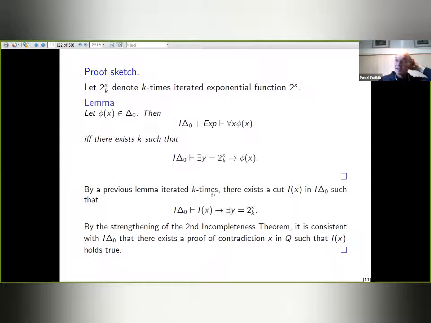By the previous lemma, for k times iterated exponential, we can find a cut I in I delta 0 such that if I(x) holds true, then there is a k times iterated exponential function of x. By the strengthening of the second incompleteness theorem, it is consistent with I delta 0 that there exists a proof x of contradiction such that I(x) holds true. Let's see, there's something wrong here.